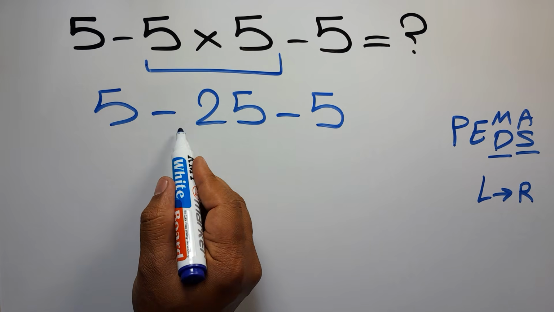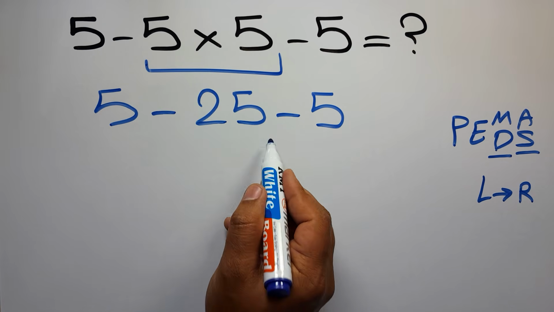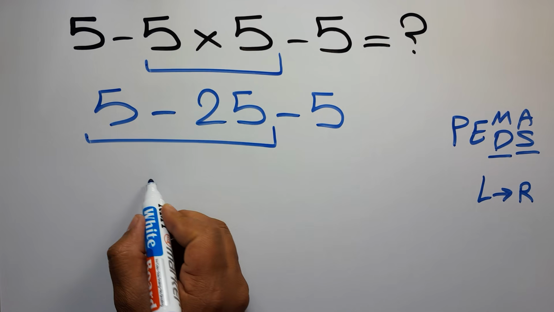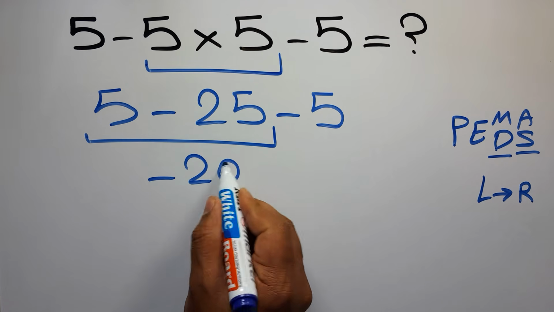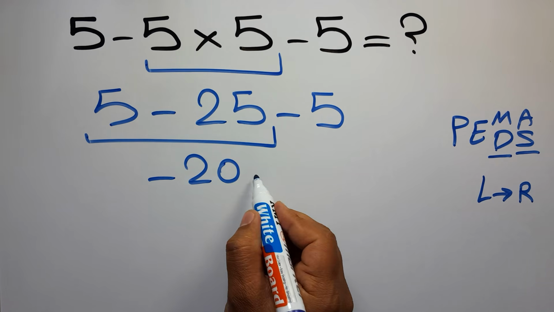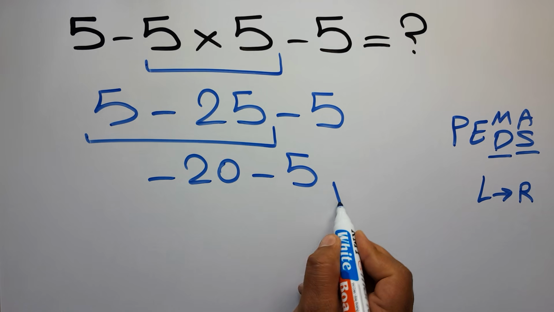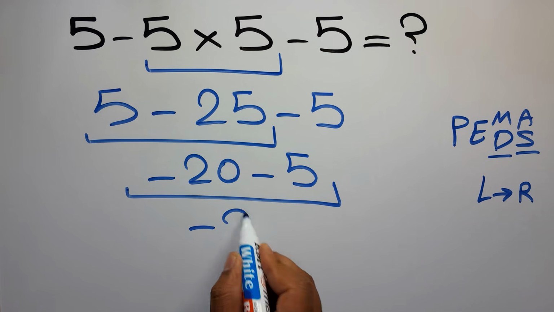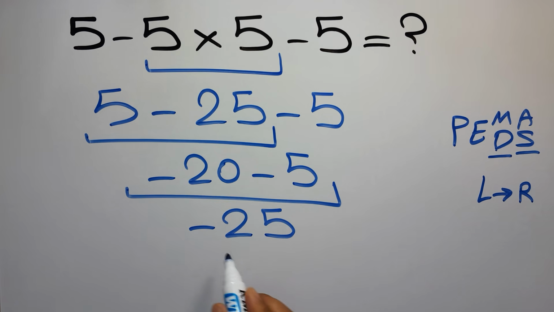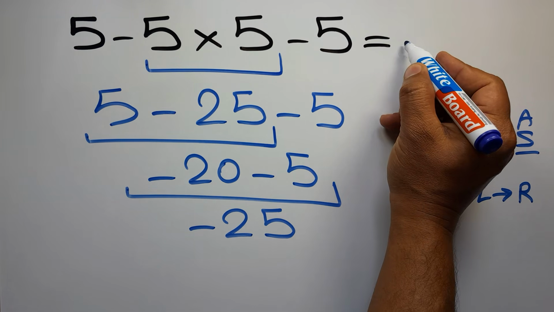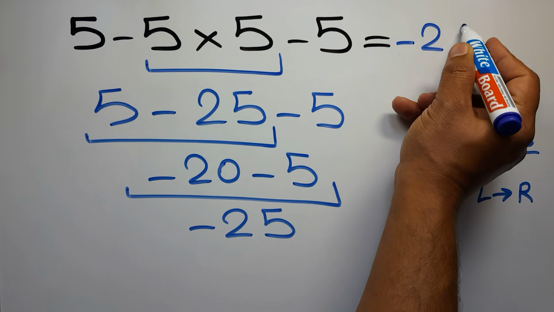Now we have to do this subtraction. 5 minus 25 equals negative 20. So negative 20 minus 5 equals negative 25. And this is our final answer to this problem. The correct answer is negative 25.